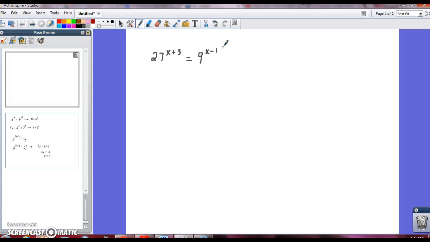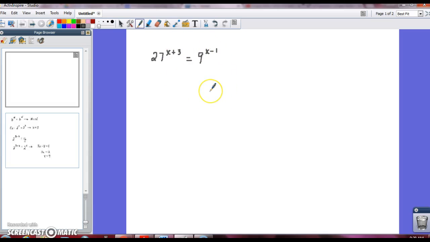Our inclination might be, oh wait, 9 goes into 27. Sure, it does, but that's not going to help us because I can't raise 9 to any power to get 27. Some people think, well, I'll just multiply this side by 3 or divide this side by 3, which you would think would work, but it doesn't, because remember order of operations: I can't divide this by 3 because of the exponent.